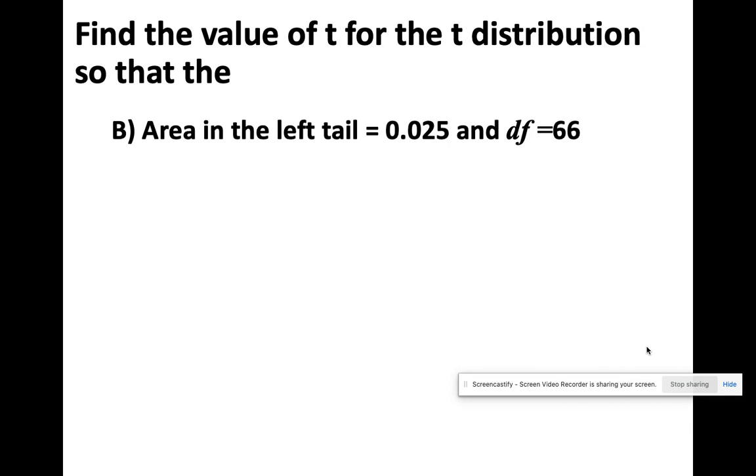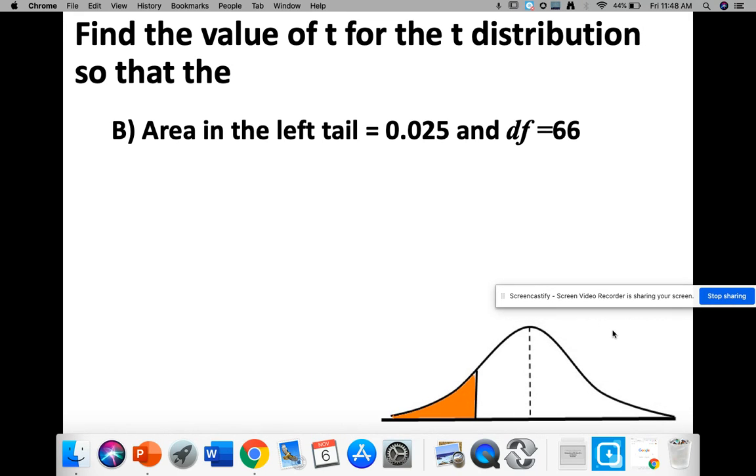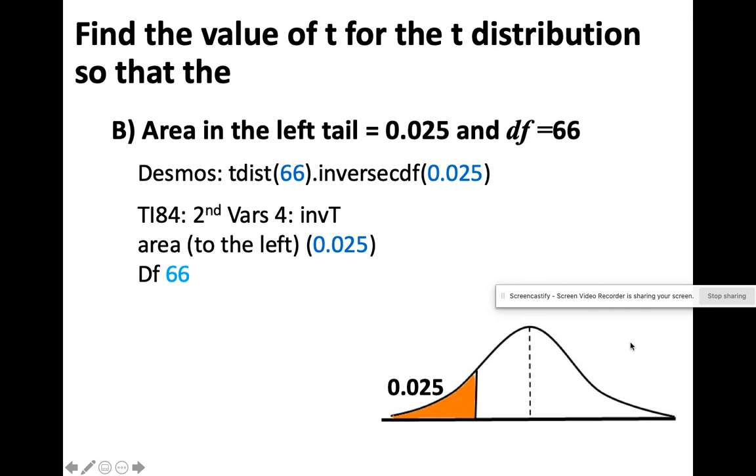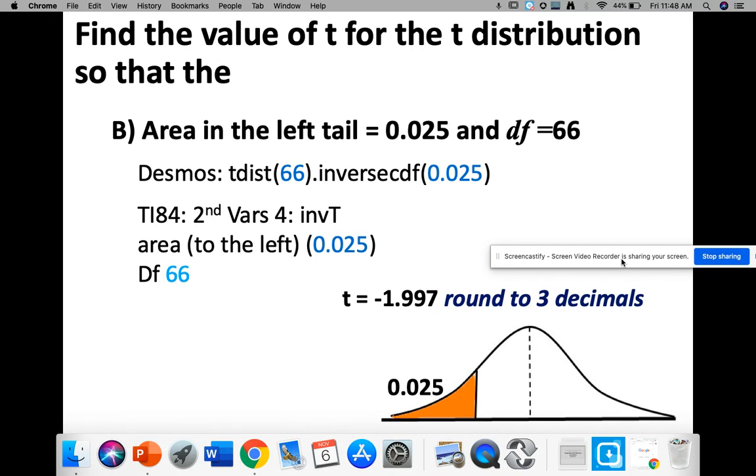Here's another example. In this case, we know the area to the left is 0.025, and we have 66 degrees of freedom. So, like the previous example, we need to use t-distribution with the degrees of freedom in the parentheses, then a period, then inverse CDF with the area to the left, or your inverse t if you're using a graphing calculator. Now, the thing about t-scores is they are generally rounded to 3 decimals. Z-scores we round to 2 decimals, but t-scores we round to 3 decimals.